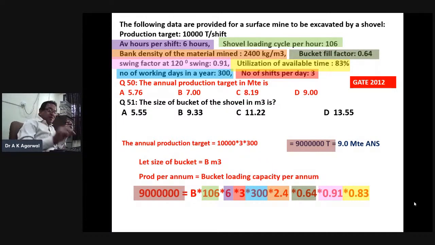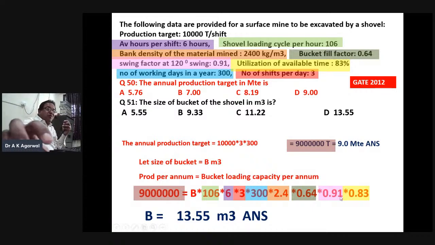So let us simplify this. B is equal to 13.55 meter cube is the answer. So D is not the answer.